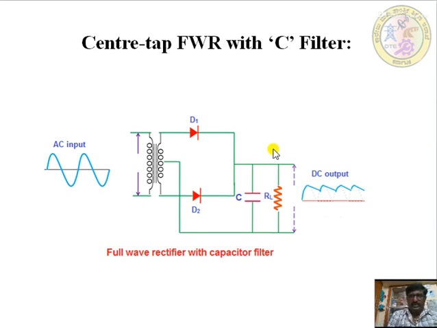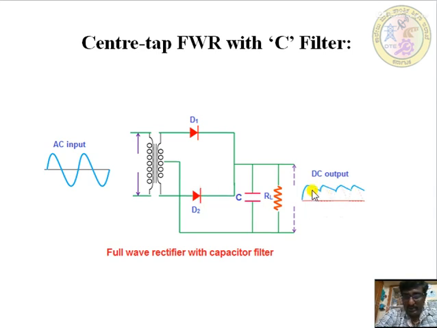Next, center tap full wave rectifier with C filter. It is the same as the full wave rectifier; we are just placing a capacitor across the load resistor RL. This is a center tapped transformer with two diodes D1 and D2. D1 will be forward biased during the positive voltage, and D2 will be forward biased during the negative half cycle, okay.